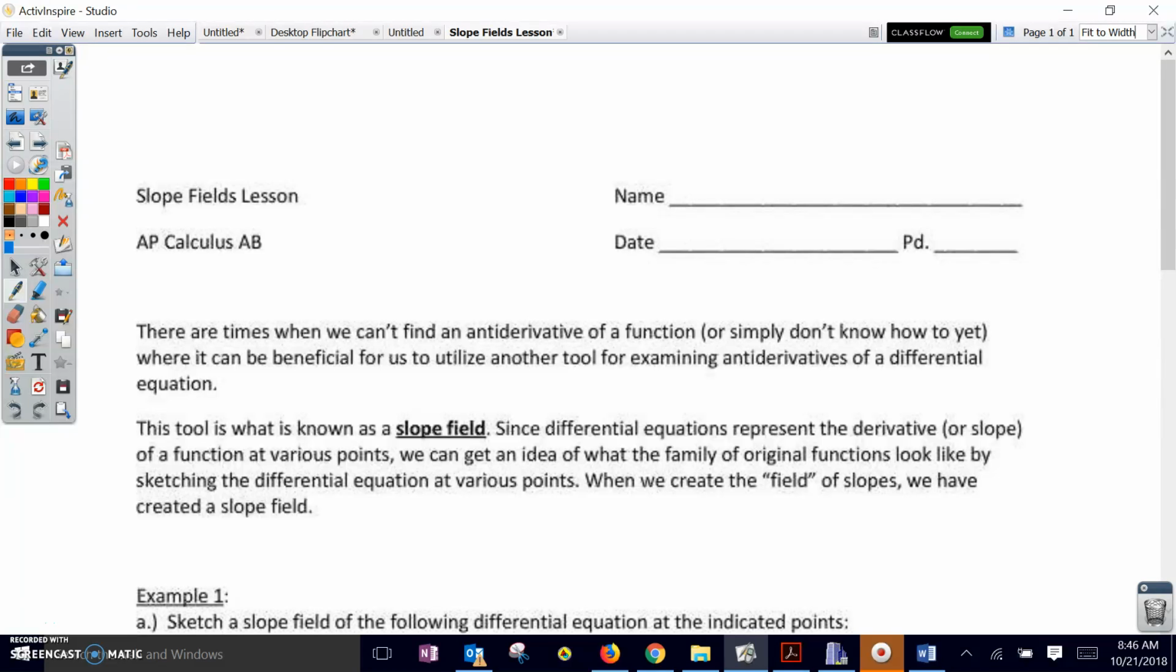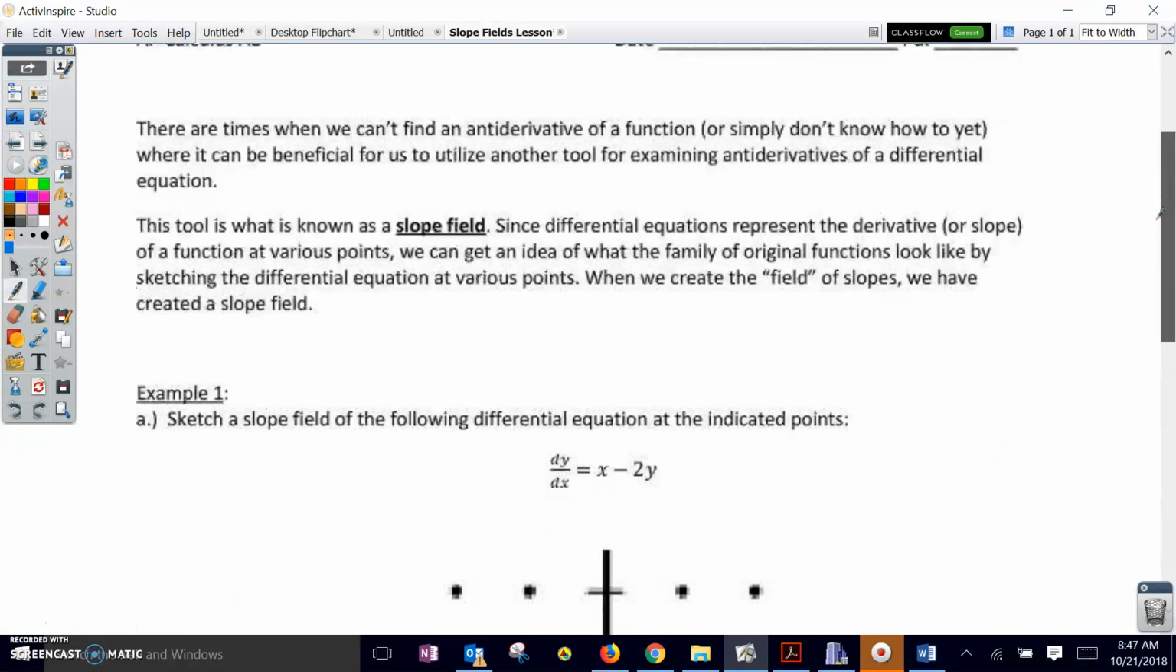Alright, welcome back everybody. In this video we're going to talk about slope fields and how we create slope fields. A slope field is basically a graphical way for us to show what all of the possible antiderivatives of a differential equation can look like. And they're really super easy to create and use.